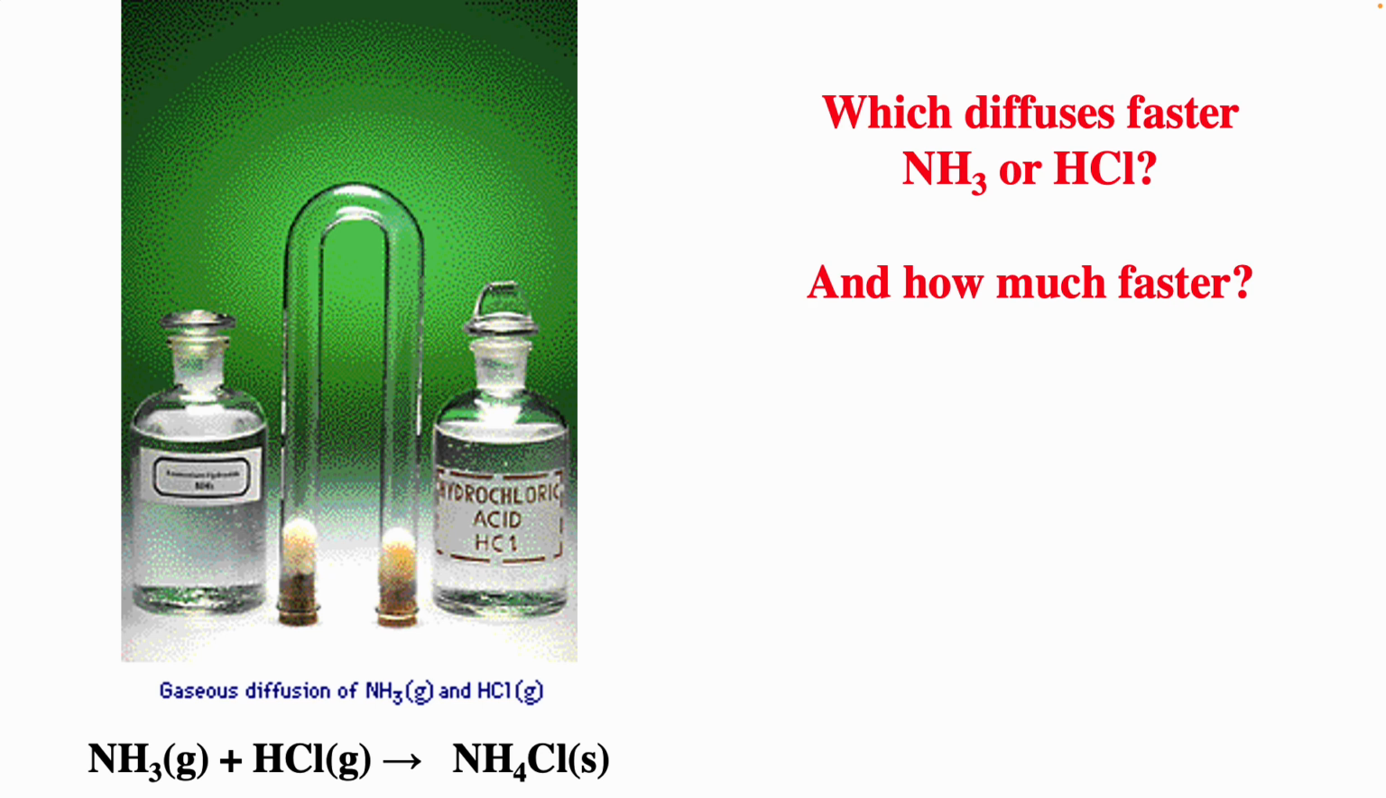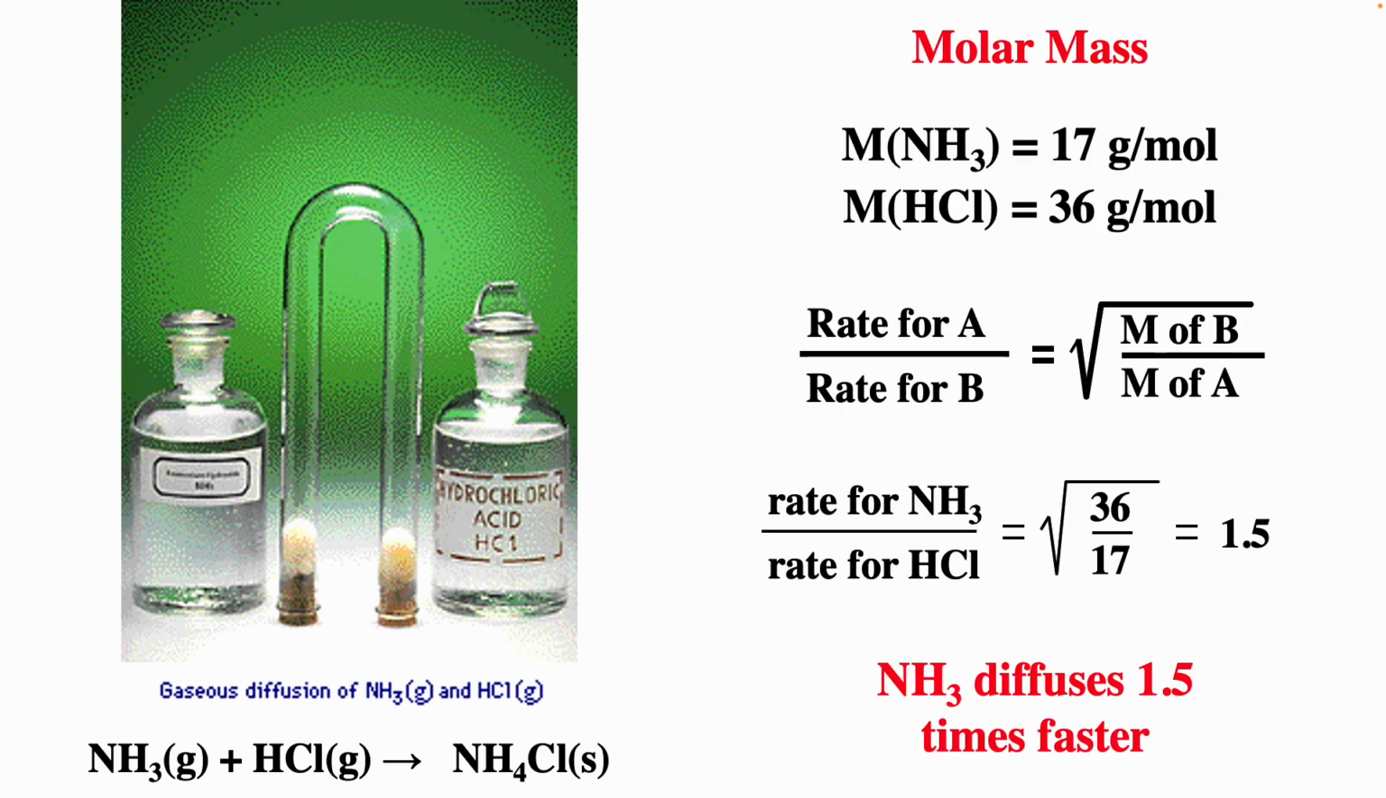And so a question we could ask is, which diffuses faster, ammonia or HCl, and by how much? And so ammonia, you're going to have a molar mass of 17. Remember, if the rate of ammonia is on top, the molar mass of ammonia goes on bottom. For HCl, the molar mass is 36. So if the rate of HCl is on bottom, the molar mass of HCl goes on top. 36 divided by 17, and then take the square root, and that gives you 1.5. And so the ammonia should diffuse 1.5 times as fast as the HCl.